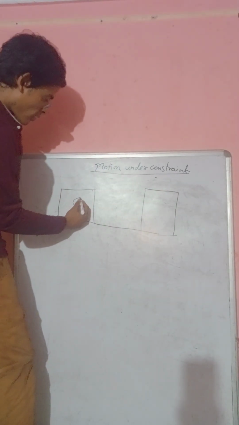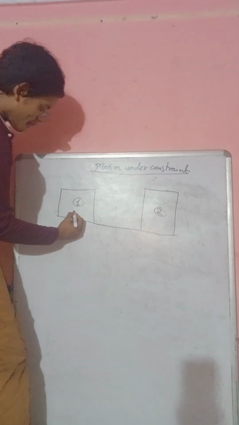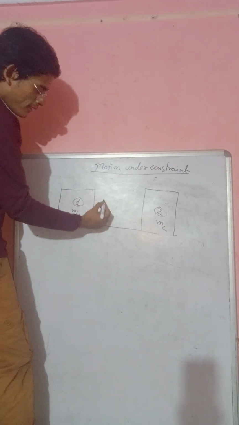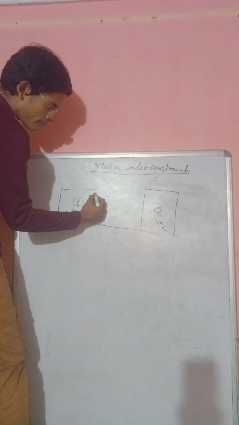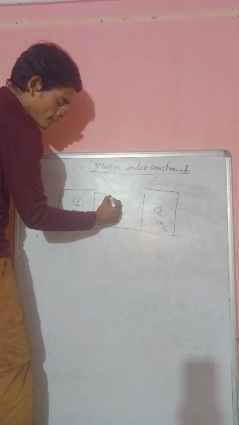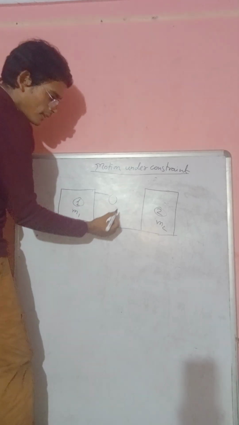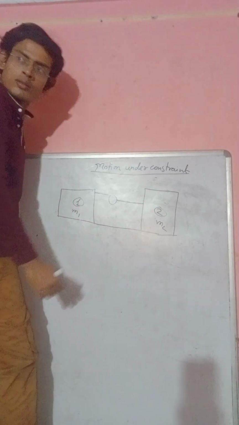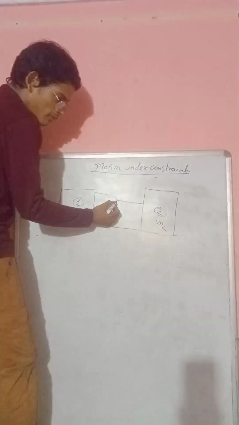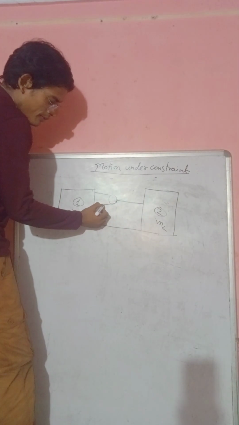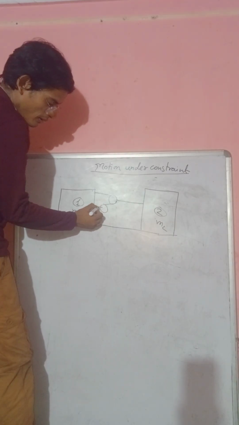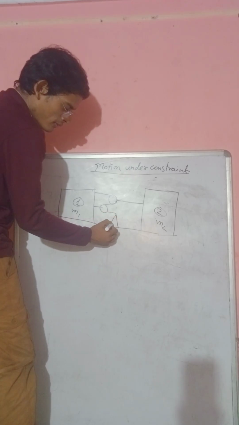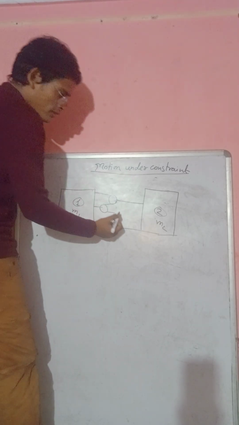Block number 1, block number 2, this is the mass M1, this is the mass M2, and this one is moving. It is attached to this pulley like this. So this pulley again is attached, okay, this again.